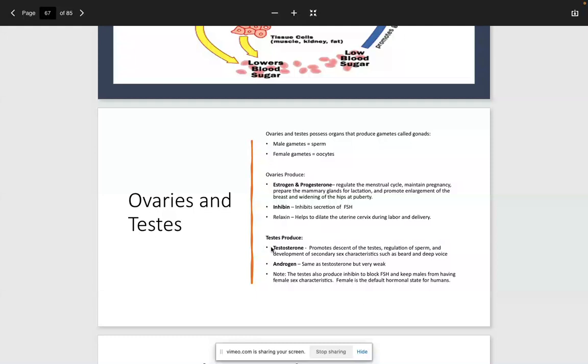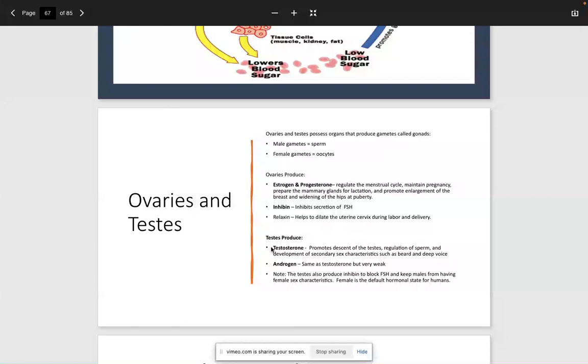Follicle stimulating hormone, or FSH, is then going to cause this follicle to mature. So once this oocyte begins to mature and begin the menstrual cycle, it's then going to produce estrogen, right? And because of this FSH and this estrogen production, inhibin is also going to be produced. And inhibin is responsible for that negative feedback, shutting off FSH. Relaxin is something produced. It helps dilate the cervix during labor and delivery.